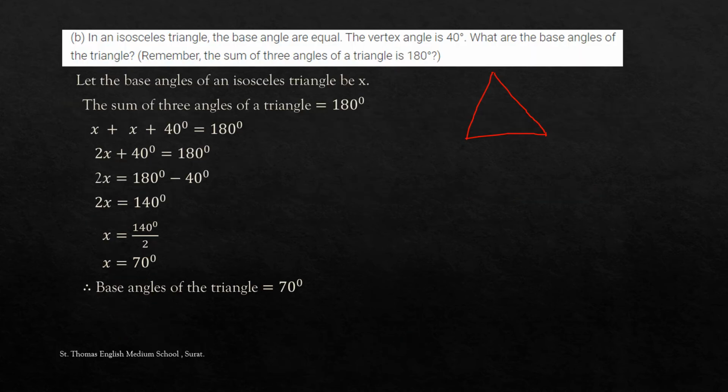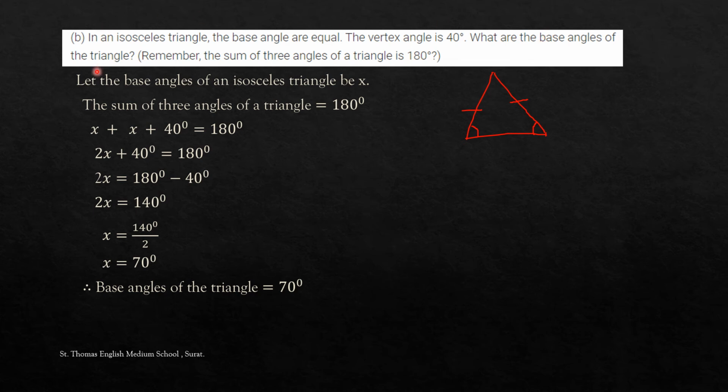Question number B. In an isosceles triangle, the base angles are equal. So what do you mean by isosceles triangle? In a triangle, if two sides are equal, it is called an isosceles triangle. And they said in an isosceles triangle, the base angles are equal. Clear? Now, the vertex angle is given as 40.